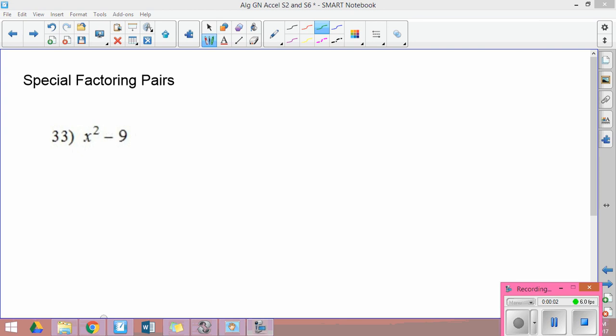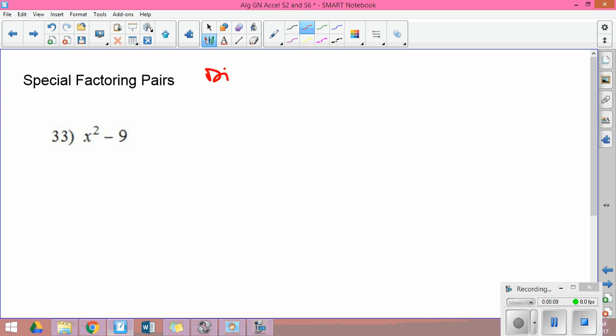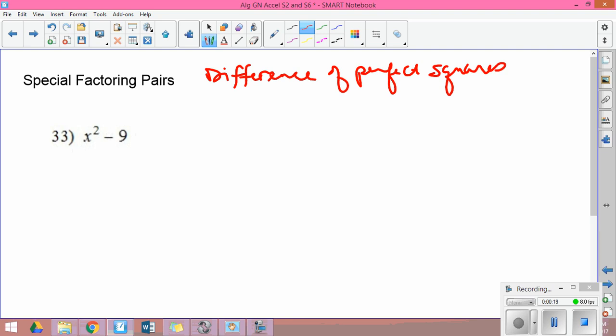Now we also have some special factoring patterns that we want to learn to recognize. And the first one is called the difference of perfect squares. And that's always when I have some number squared minus another number squared.